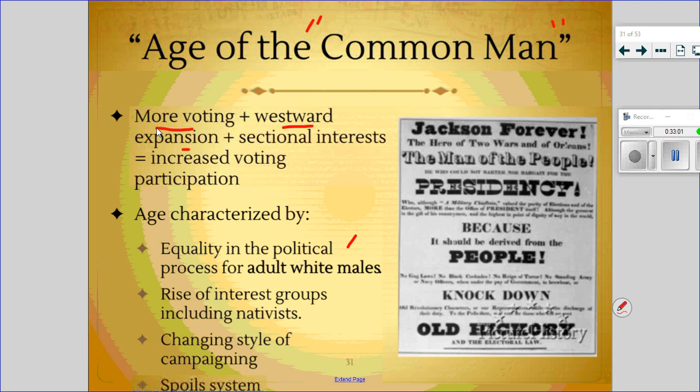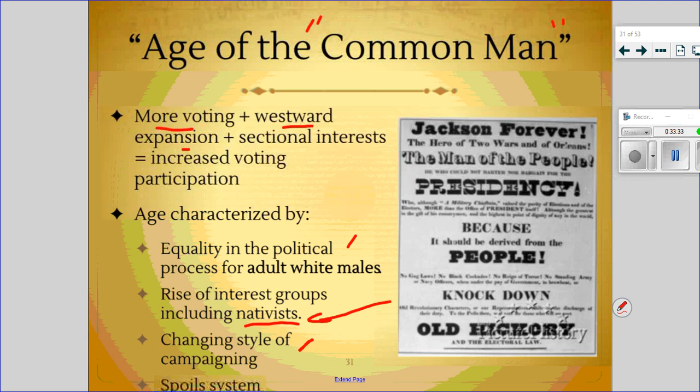All right, we're going to see a rise of interest groups, including nativists. Nativists are anti-immigrant. It's kind of ironic because guess what? None of these people that were nativists were actually natives here. They were all people who immigrated, whose ancestors came here at some point or another. So it's sort of silly when you think about it. Hey, we're the old immigrants and we somehow have more right to this land than the new immigrants. It doesn't make sense.